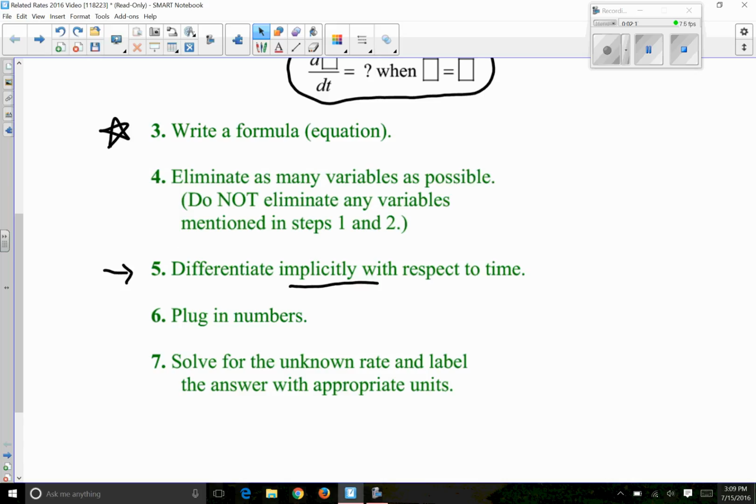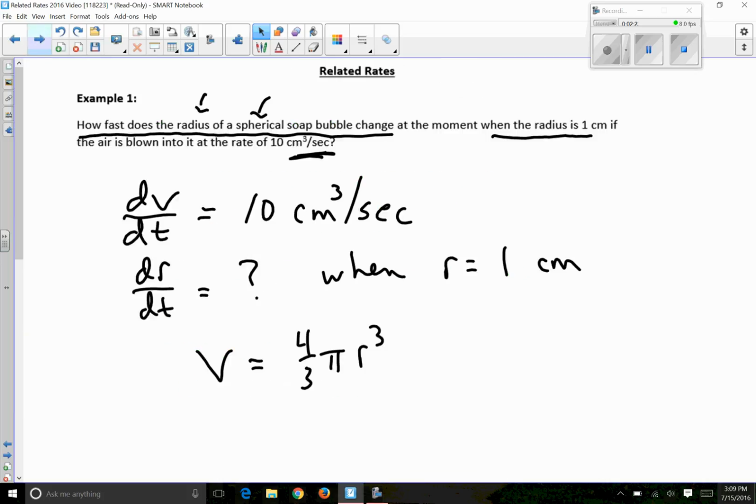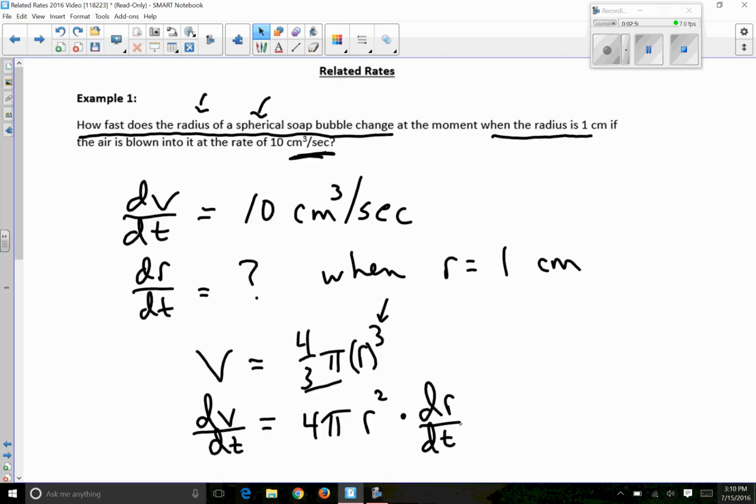Differentiate implicitly with respect to time. Differentiate means take the derivative. The derivative of the left side with respect to time equals the derivative of the other side, which is this exponent times this number. 3 times 4/3 pi is 12/3 pi. And then this becomes r to the second power. And we have to remember to multiply by the derivative of what's in the parentheses with respect to time. This last part is called the chain rule.